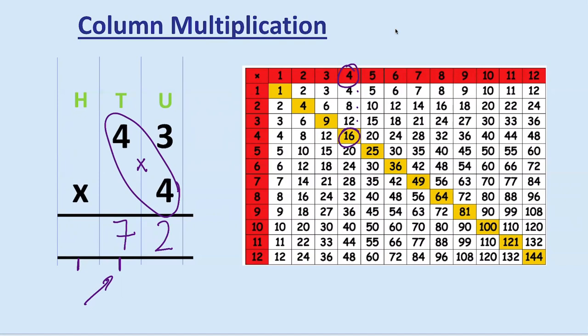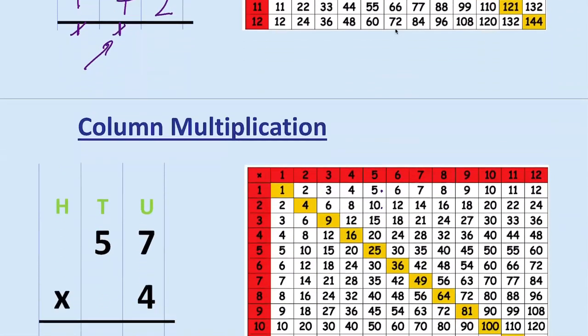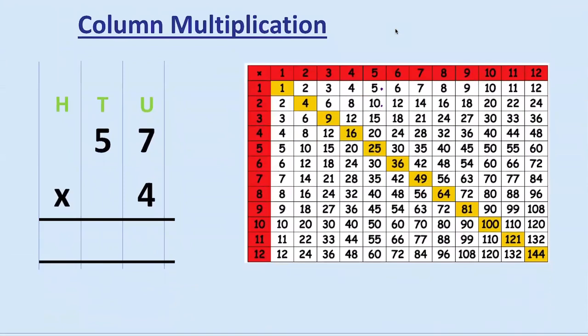But because there's nothing to multiply in our hundreds, we just take that one. We've used that one already. Take that one that's left in the hundreds column and we just put it straight in there and cross it out. So we know we've used it. So the answer to 43 times 4 is 172. Let's do the next question. Right, pause the video, have a go.